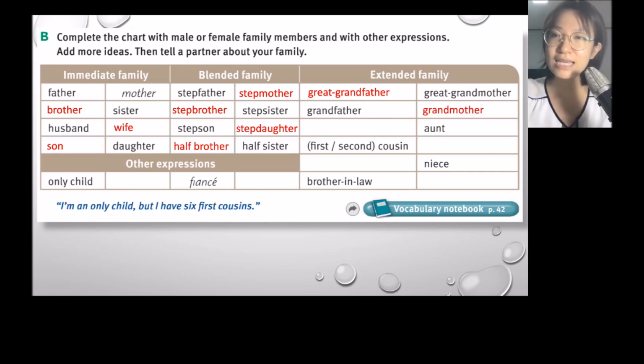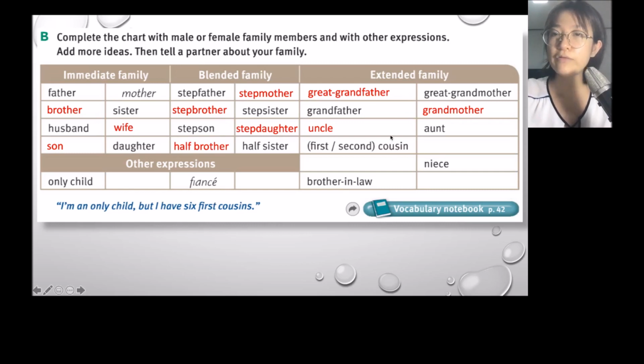And then the brothers and sisters of your parents are your aunt and uncle, right? And here, please pay attention. The children of your uncles or aunts are called cousin. Okay, you can name them by first cousin, second cousin based on their age. And please pay attention. When we use cousin, we do not distinguish male or female. The male and female cousin of yours are all called cousin.